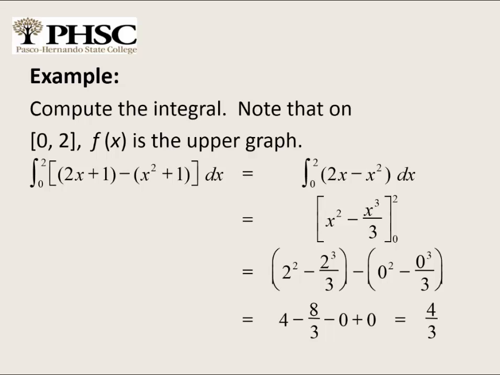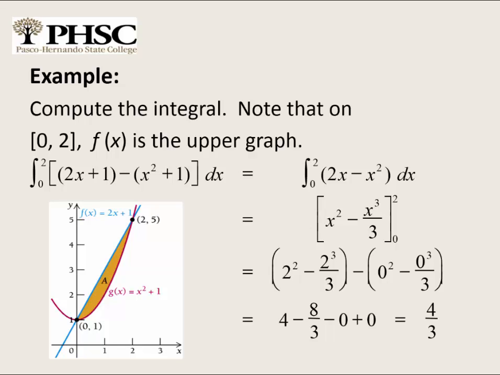So here we just simplify that, so it becomes the integral between 0 and 2 of 2x minus x squared dx. That turns out to be x squared minus x cubed over 3 from 0 to 2. We calculate this the way we've done in the previous example, and we get that the area between these two curves is 4/3. So this golden area right here is equal to 4/3. This is the area between f of x, which is 2x plus 1, and g of x, which is x squared plus 1.